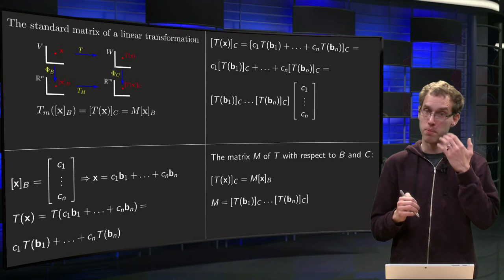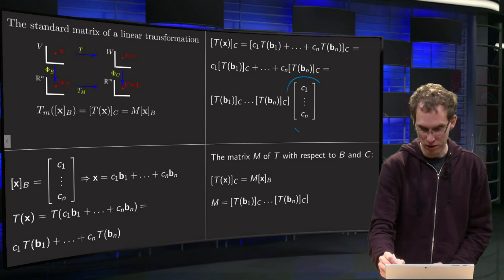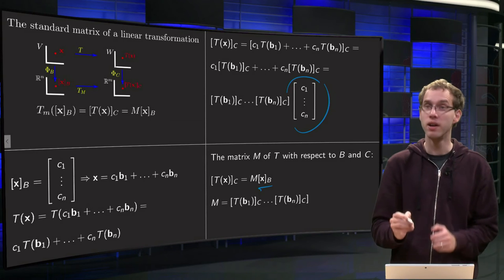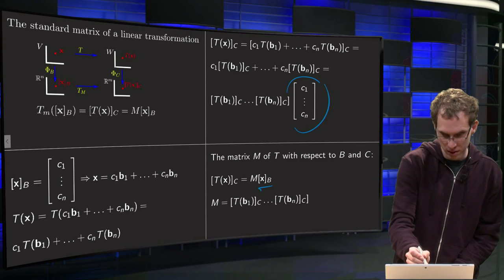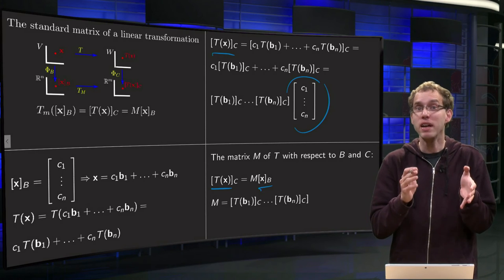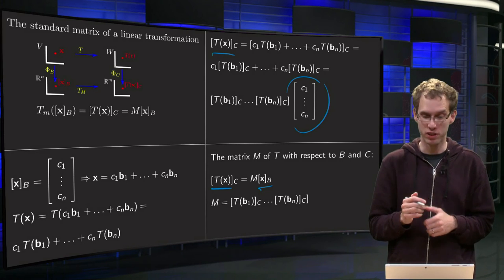Now this vector over here, containing c1 to cn, is just [x]_B. So here we have our [x]_B. On the left-hand side we have [T(x)]_C, over there. And in between we have a matrix, our matrix M, which we are trying to find.